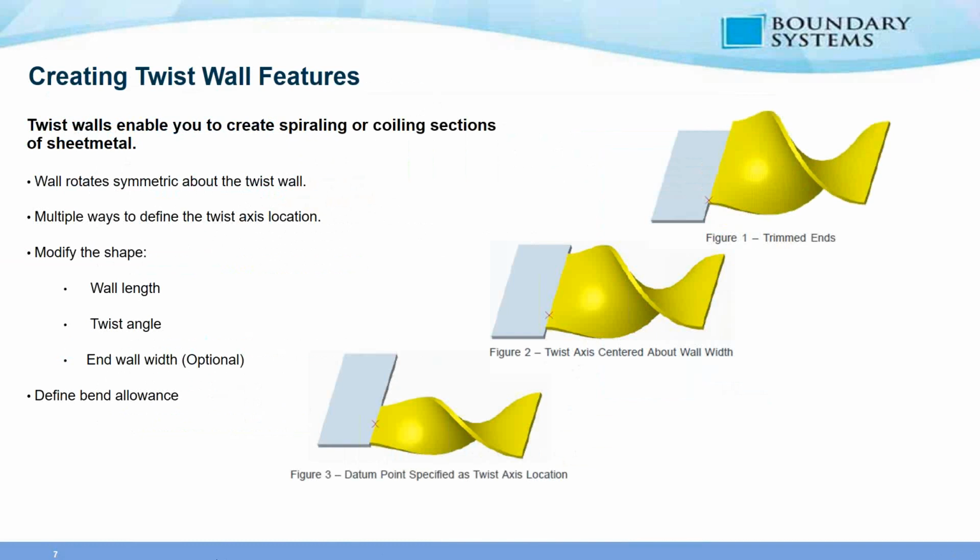One of the other options, as you see there, is the end wall width. The wall width at the beginning of the bend or the twist, where you're selecting an edge for reference for placement, can be different than the other end. So you can control the width at both sides. And that's depicted also in figure 3.